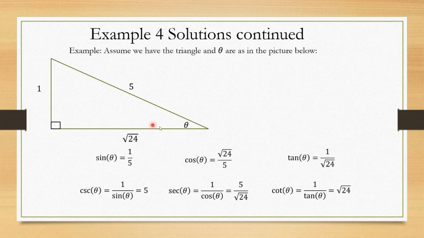So we have this, and the unknown side is the square root of 24. So we have our trig functions. Sine of theta was given. Cosecant is 1 over sine, which is 1 over this, meaning you flip it. So it's really 5 over 1, which is 5.